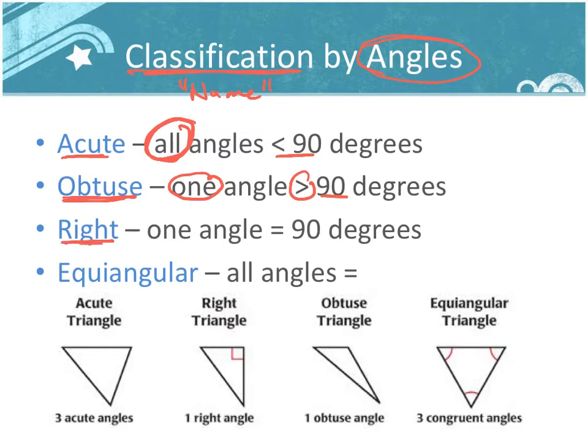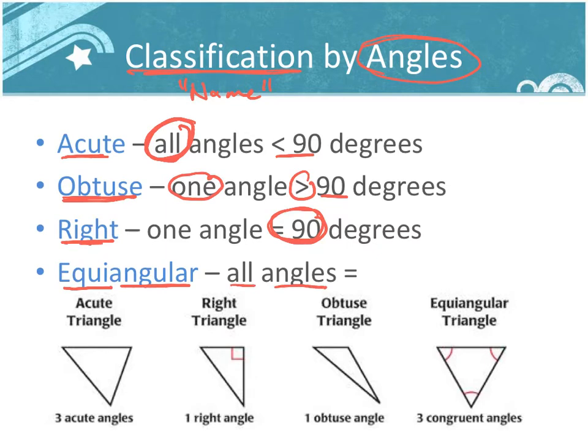We've got a right triangle, and a right triangle has one angle that equals 90 degrees. You can't have 2 angles in a triangle that equal 90 degrees. You can only have one, and we'll talk about why in a little bit. So with obtuse and right, you can only have one of them. One obtuse angle, one right angle. And equiangular means that all the angles are equal. Every single angle in there is exactly the same.